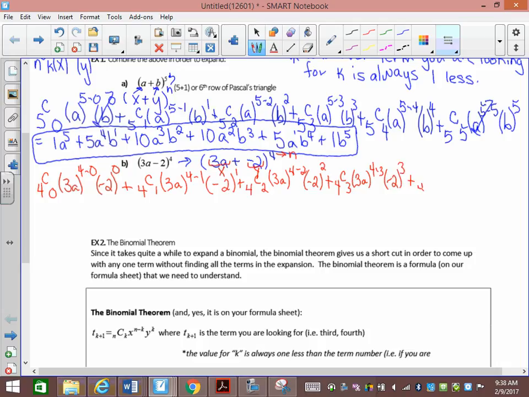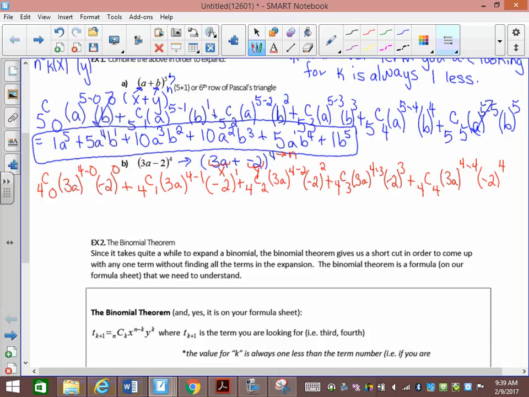plus 4C4. It's going to be my last one because now they're the same, right? 3a to the 4 minus 4, negative 2 to the 4. Rarely on a diploma do they actually make you expand the whole thing. They'll say, what's the third term? What's the fourth term? What's the seventh term? Well, if they ask you for a specific term, k is 1 less than that. So if they ask you for the sixth term, you'll just do k equals 5 and just do one little term. Okay?